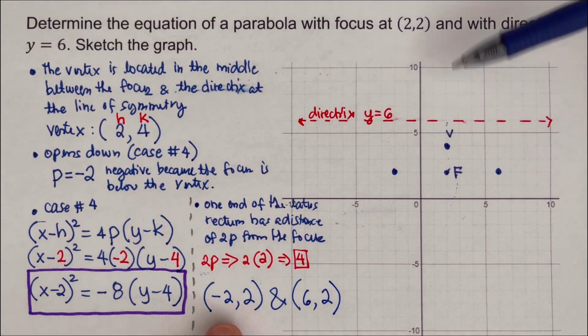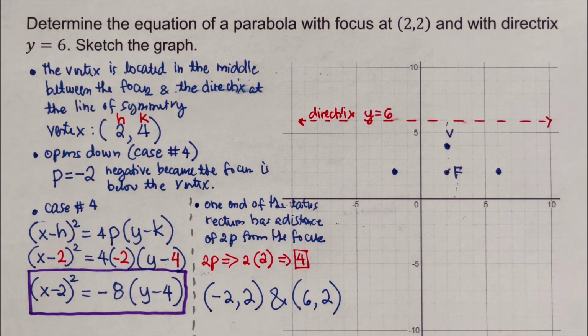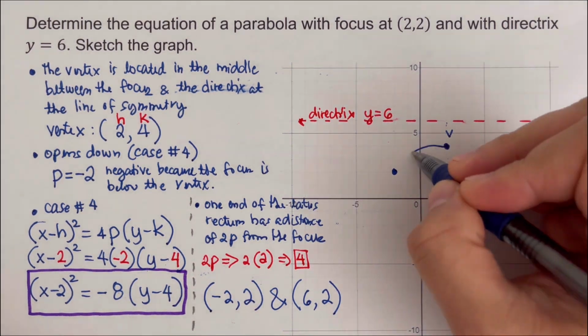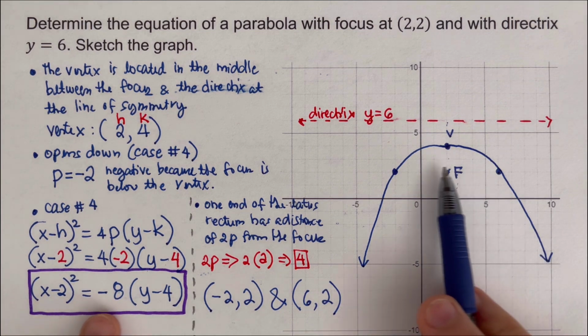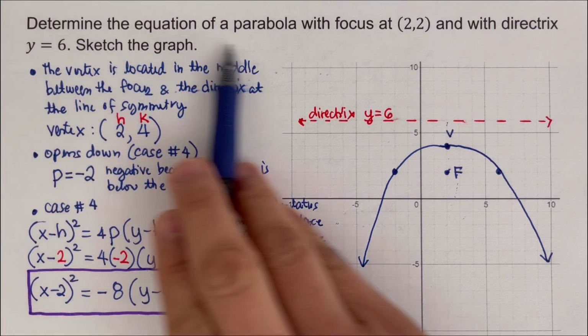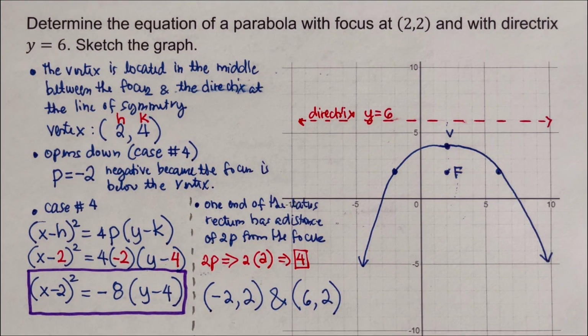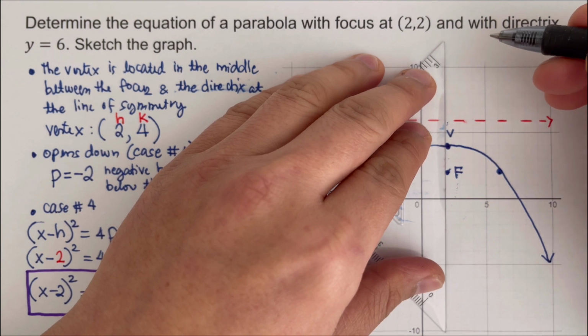So these are the 2 ends of the latus rectum, so that from here we go ahead and sketch the graph. So this is the graph of this equation that we have down here, and this is the equation of this problem that we have up there. Now we remember that our line of symmetry passes through the vertex and the focus. So I'm going to go ahead and sketch the line of symmetry up here.